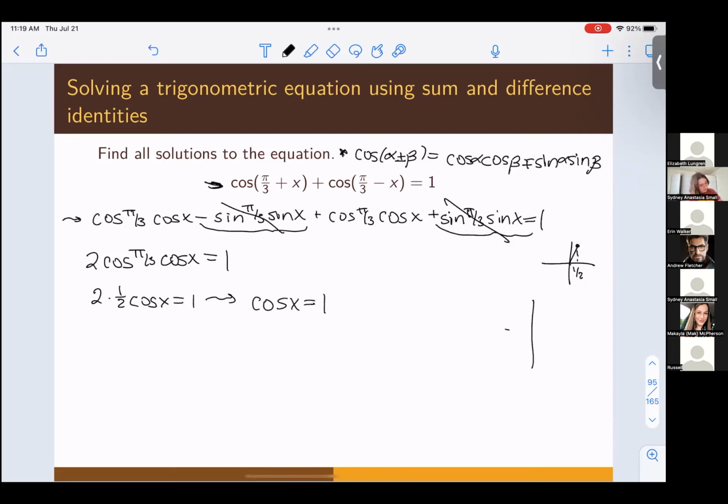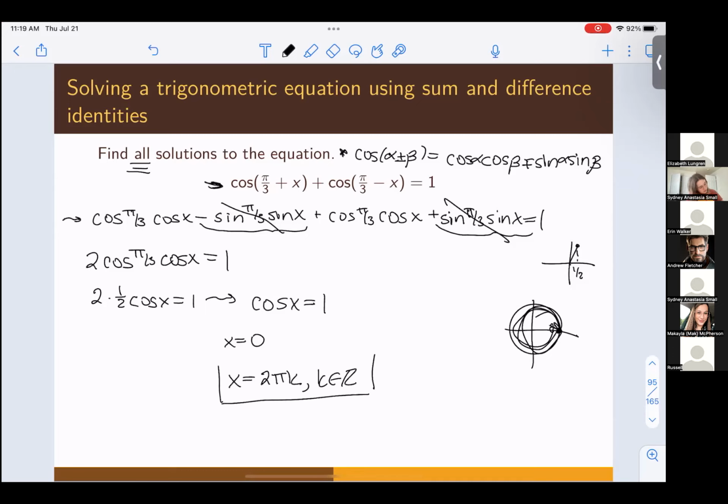Well, looking at the unit circle, we have an x coordinate of 1 right here, and that is the only place where the x coordinate is 1. That angle in the principal interval is just 0. So x equals 0. But because we want all solutions to the equation, we need multiples of 2 pi from 0, because we know 0 is 1, we know 2 pi is 1, 4 pi, 6 pi, 8 pi, etc. So x is just equal to 2 pi k, where k is an integer.